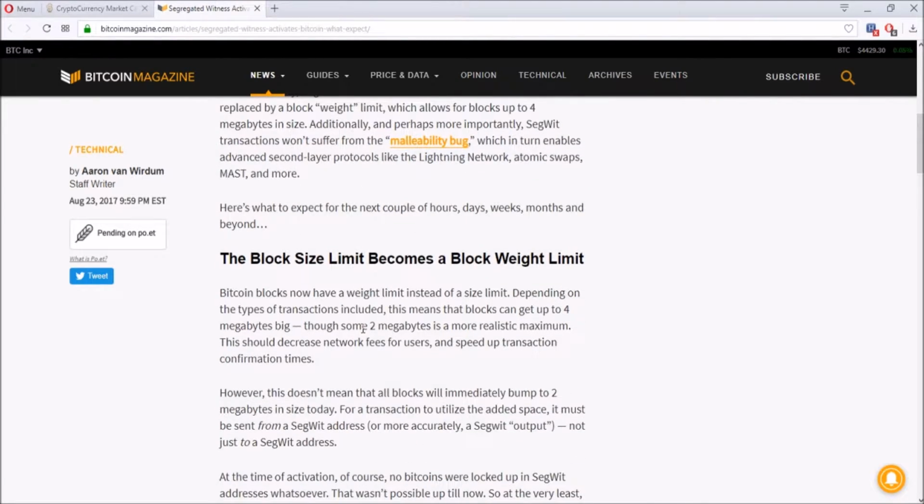The first thing is that the block size limit becomes a block weight limit. Originally, Bitcoin had a block size limit of 1 megabyte. However, through the update in Segwit, the block size limit becomes a weight limit so that blocks can get up to 4 megabytes big. Although 2 megabytes is more realistic, it still can go up to 4 megabytes. What this does is decrease network fees for users and speed up transaction confirmation time.